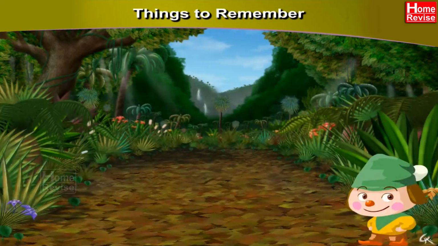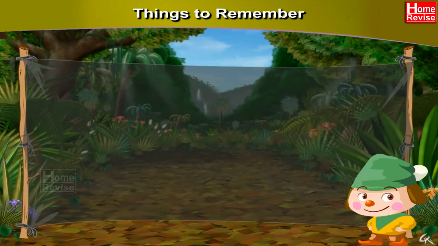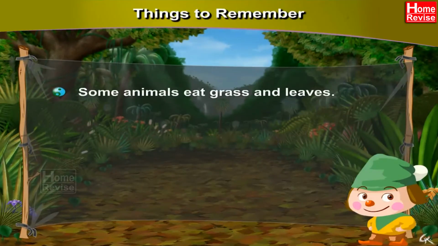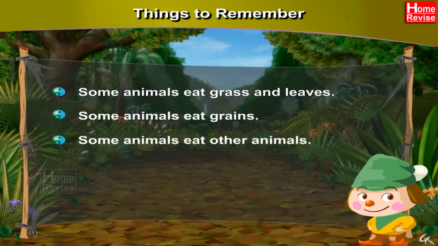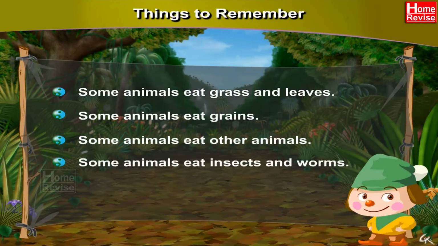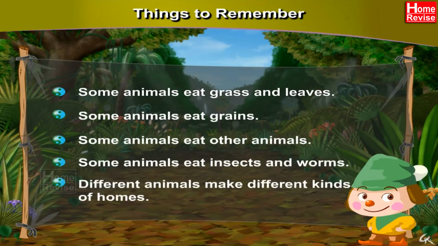Things to remember. Here are some important things we learned in the lesson. First, some animals eat grass and leaves. Second, some animals eat grains. Third, some animals eat other animals. Fourth, some animals eat insects and worms. Fifth, different animals make different kinds of homes.